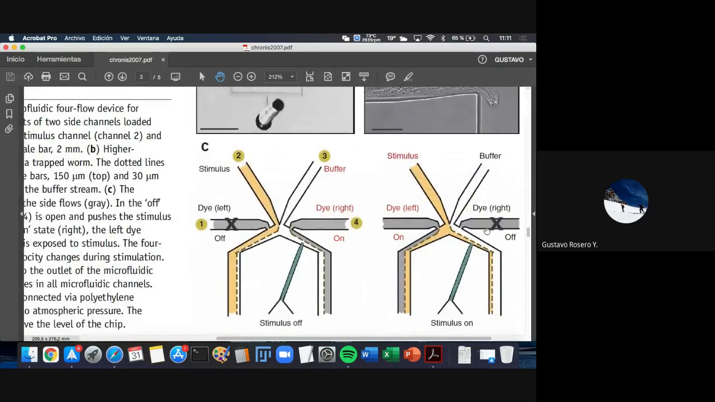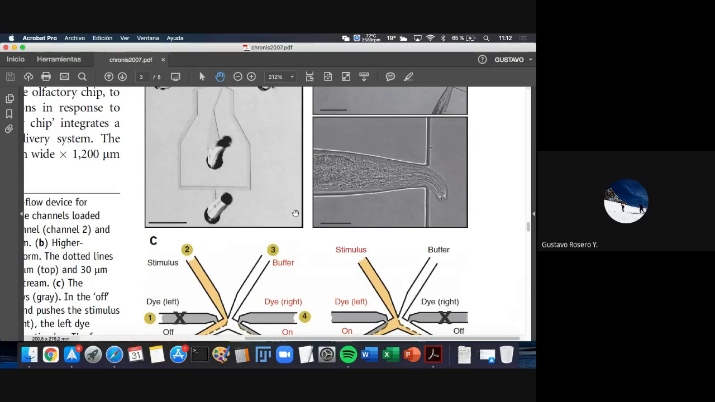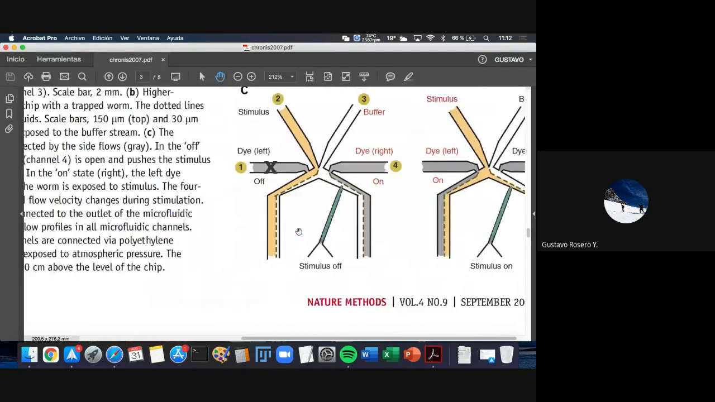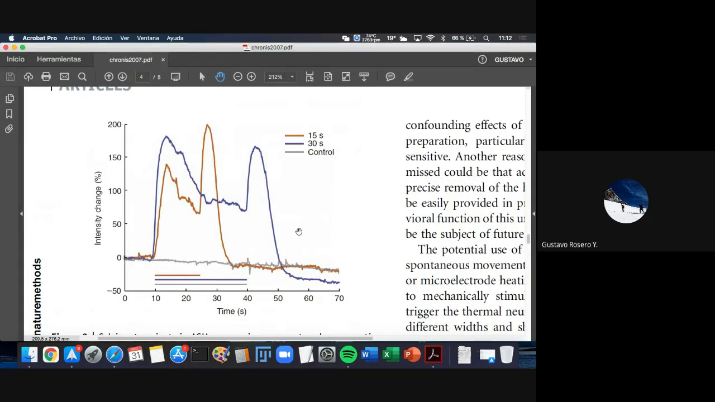And the idea is to introduce liquids of constant flow, with a stimulus and without the stimulus. And they also use the same technique that I already told you, the calcium fluorescence, with this C. elegans in order to see what is the response of the olfactory sense with the stimulus and without the stimulus. This is the graphic that they get.